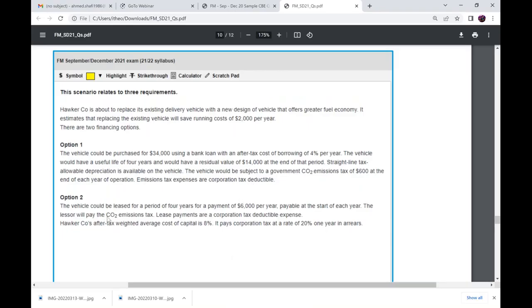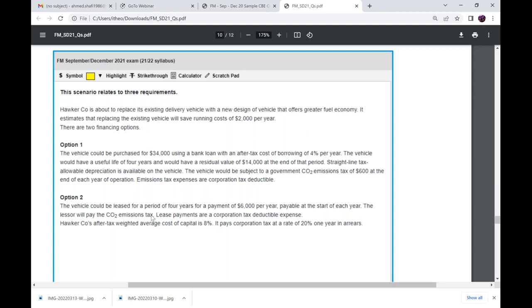Option two: the vehicle could be leased for a period of 4 years for a payment of 6,000 per year, payable at the start of each year. So the vehicle will be leased for 4 years. The first option was purchasing. The second option was leasing for 4 years for a payment of 6,000 per year, payable at the start of each year. Start of each year means in advance.